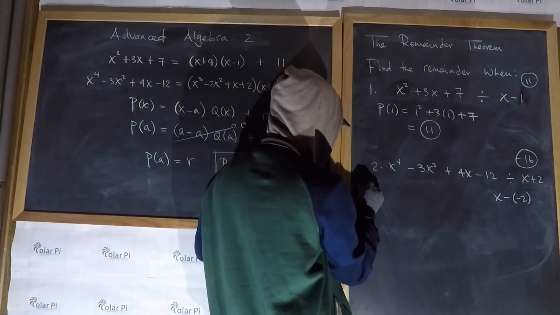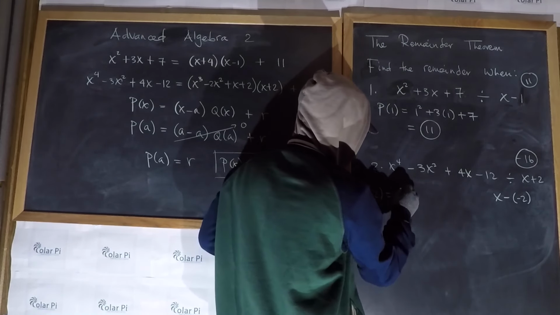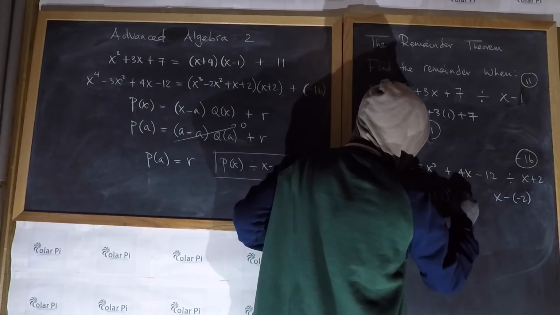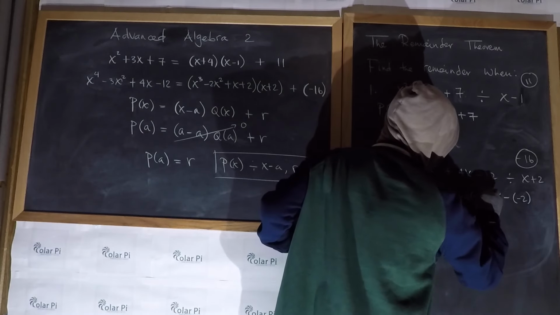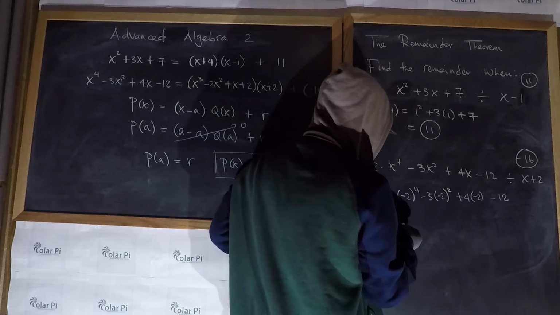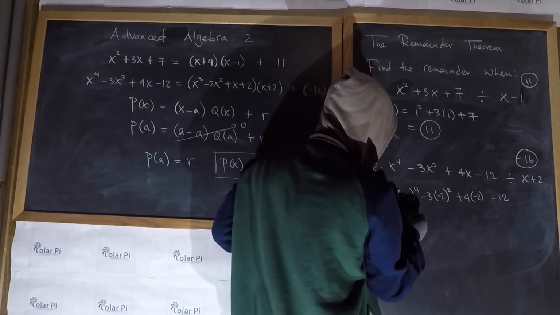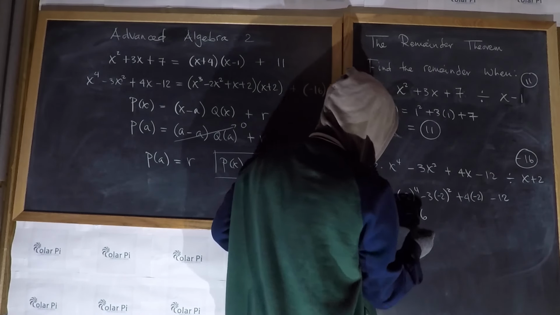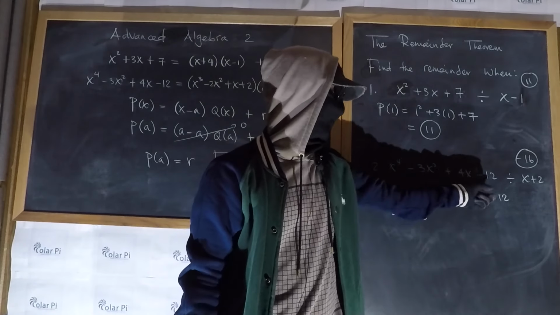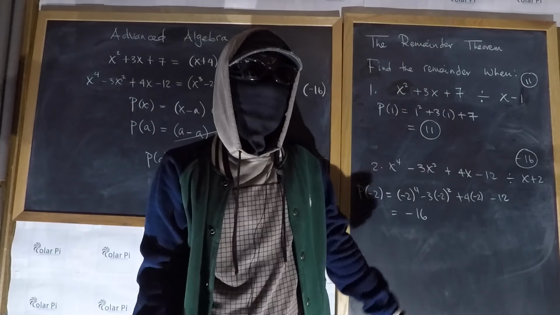And so p of a is p of negative 2, which is negative 2 to the 4th minus 3 times negative 2 squared plus 4 times negative 2, and then minus 12. And believe it or not, I re-recorded this video probably 16 times, and so for that reason I'm not going to do the arithmetic with you. You can check it, it's good.